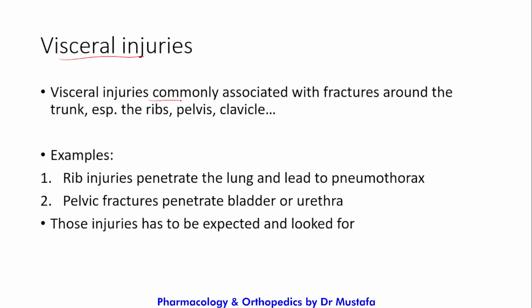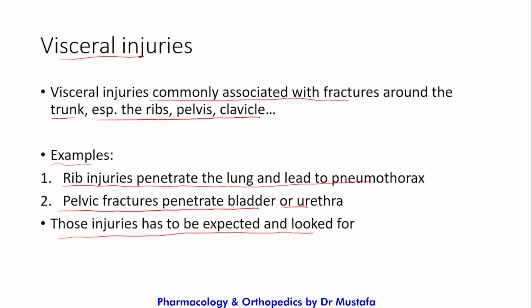The visceral injuries are commonly associated with fractures around the trunk, especially the ribs, the pelvis, and the clavicle. Examples would be the lung, the vessels maybe, the bladder. So rib injuries may penetrate the lung and lead to pneumothorax, and pelvic fractures may penetrate the bladder or urethra. So those injuries have to be expected and looked for when there are fractures around the trunk.